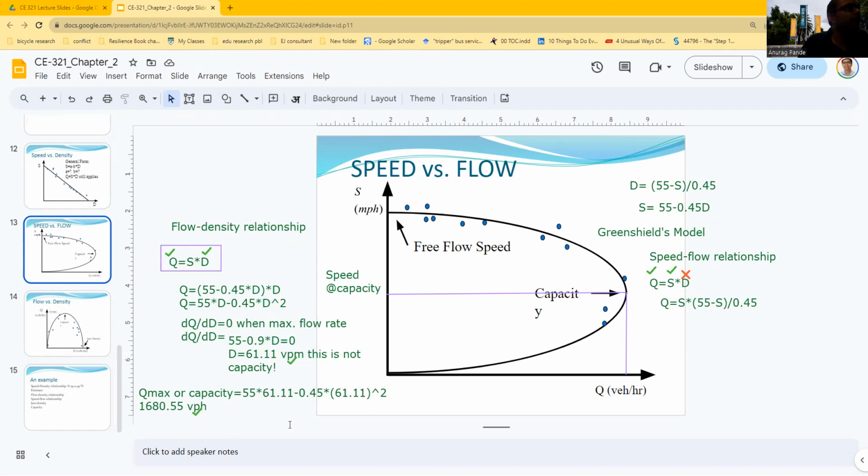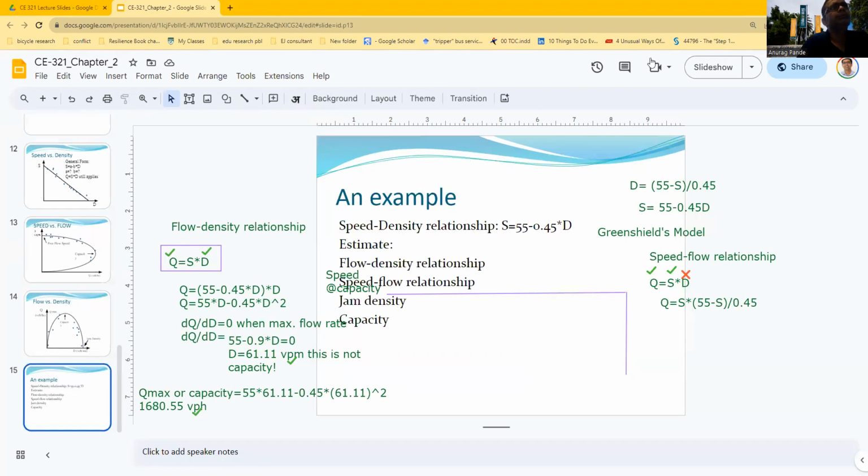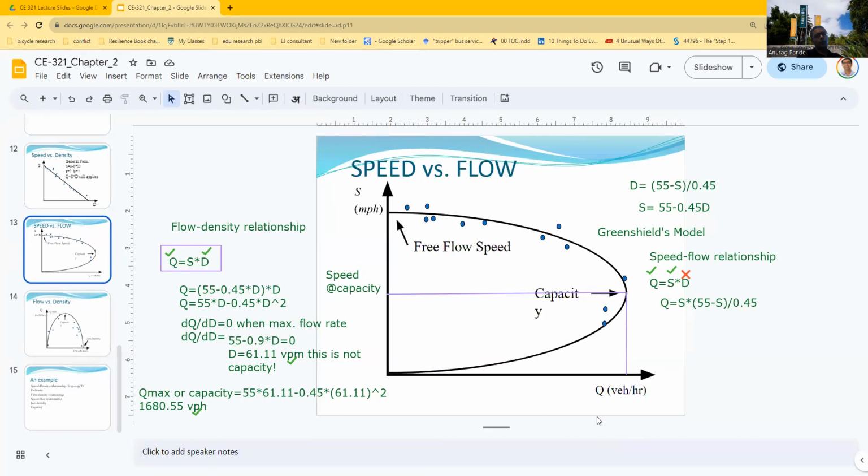So now we've solved all the problems that this example problem asks us to solve for. We've found the flow density, the speed flow density, the jam density, and the capacity. And now you've solved your problem.